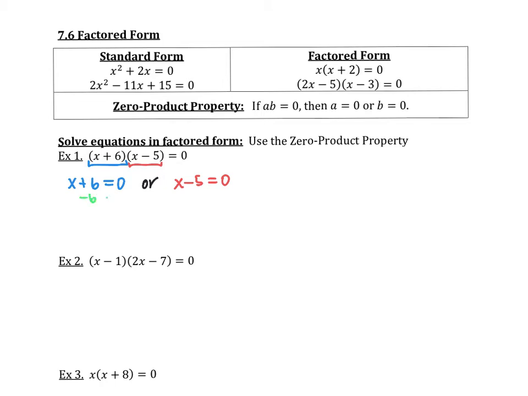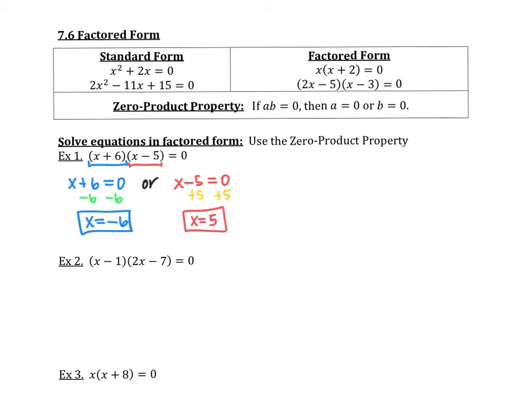So I'm going to minus the 6. I get x equals negative 6 for one of my possible answers. For my x minus 5 equation, since it's a minus 5, I'll plus 5 to cancel it over. And then my answer will be x equals 0 plus 5 is 5. So x equals negative 6 or x equals 5 are my two possible answers, and I need to include all possible answers.